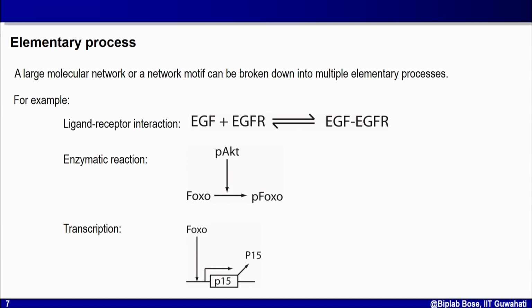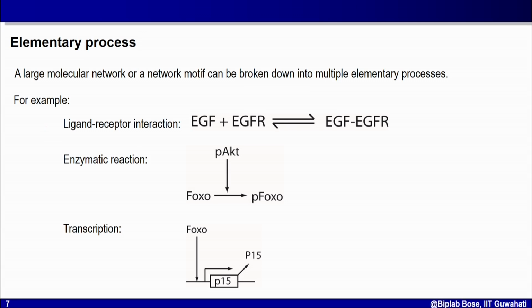What we have done till now, we have discussed that there are large molecular networks which control biological processes. Then we have tried to understand what if I break them down into smaller subnetworks, which we call network motifs. Now network motifs can be again broken down into parts. If you remember, I said network motifs are made up of a handful of molecular processes. So what are those molecular processes? I can call each of these molecular processes elementary processes.